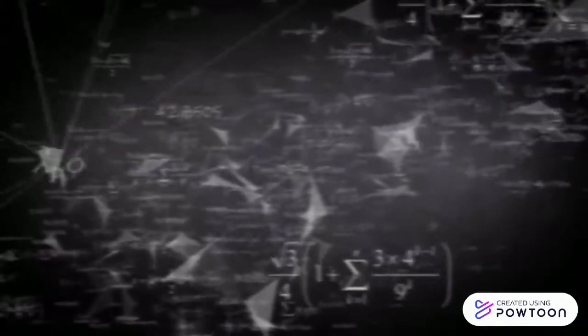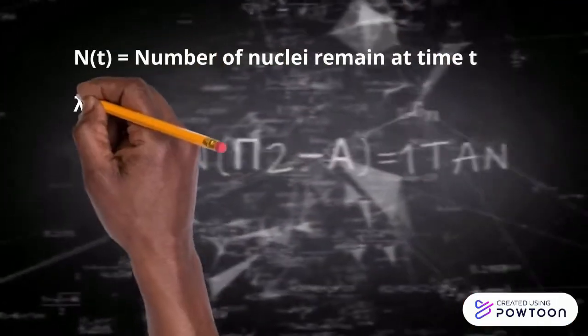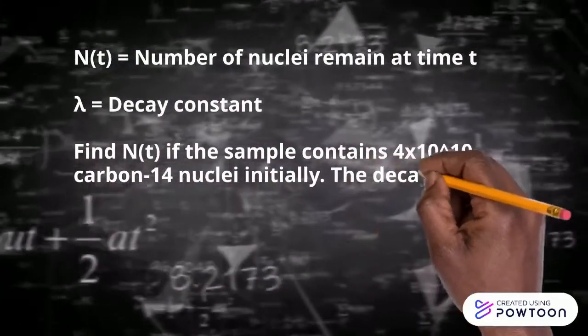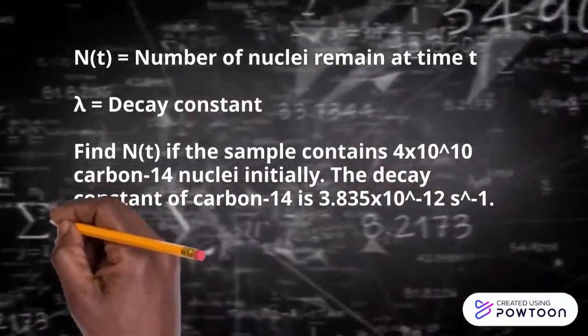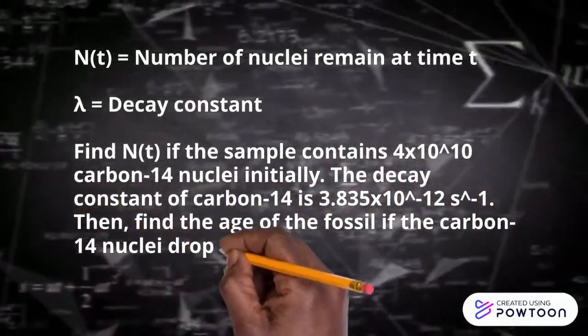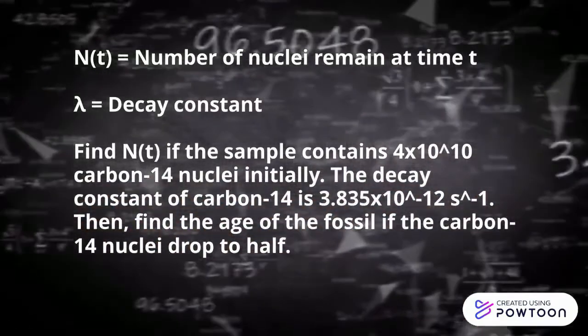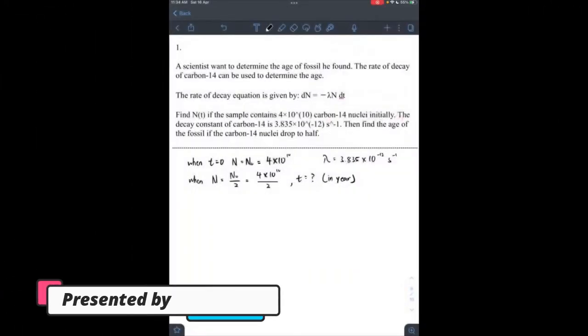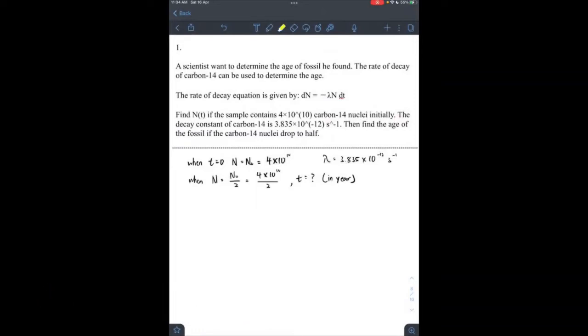It is given that N(t) is equal to the number of nuclei remaining at time t, and lambda is equal to the decay constant. Find N(t) if the sample contains 4 times 10 power of 10 carbon-14 nuclei initially. The decay constant of carbon-14 is 3.835 times 10 power of negative 12 per second. Then, find the age of the fossil if the carbon-14 nuclei drop to half. Okay, thank you, Kaiwei. Now we continue to the solutions of these questions.